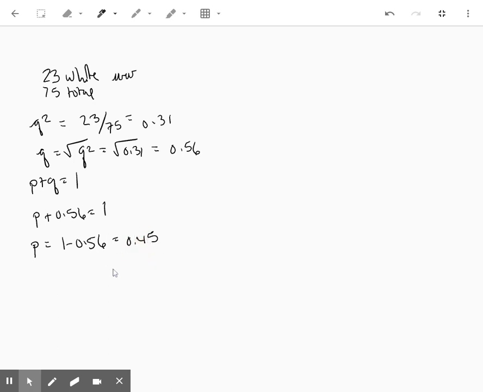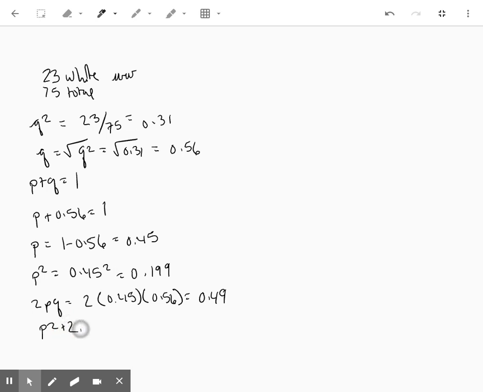Okay. And then p squared is going to equal 0.45 squared, and so that is equal to, if we round, 0.199. Okay, and then 2pq is equal to 2 times p, 0.45, times q, 0.56, and that is equal to 0.49. You can always add everything together to double check yourself.